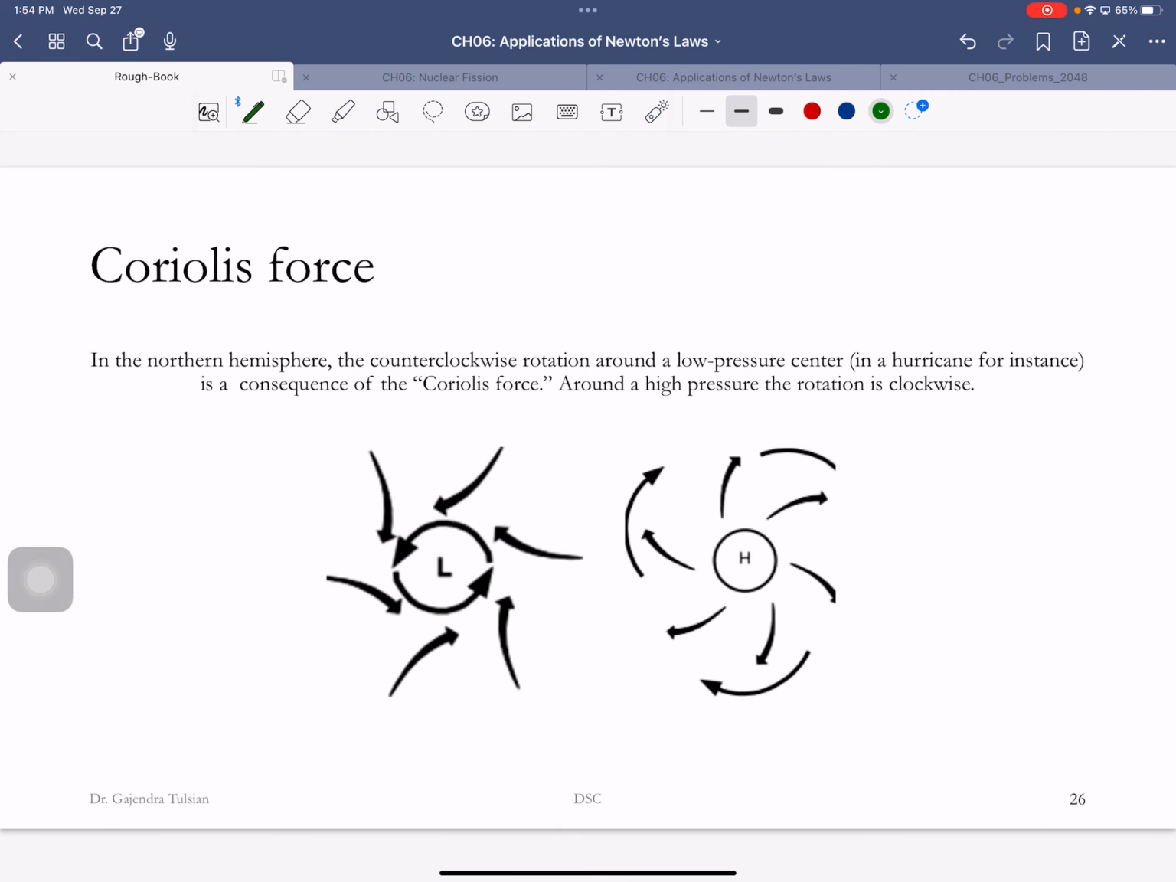So you can analyze this, and around high pressures, you would have a clockwise rotation. Around low pressure, you'd have a counterclockwise rotation, and this is in the northern hemisphere. In the southern hemisphere, it would be opposite.